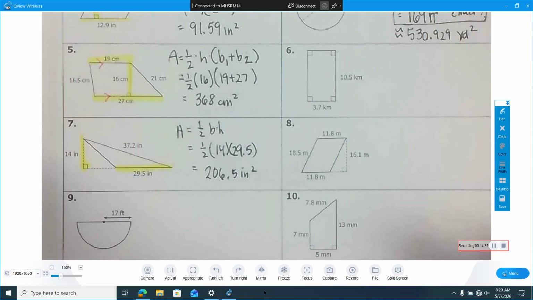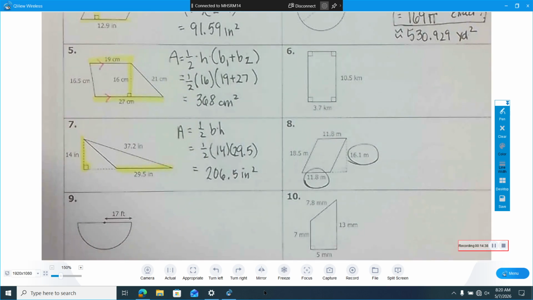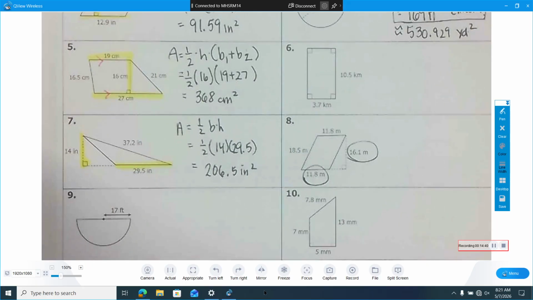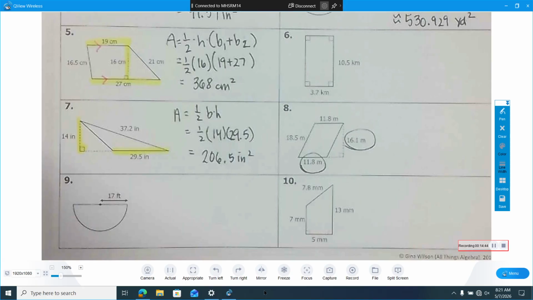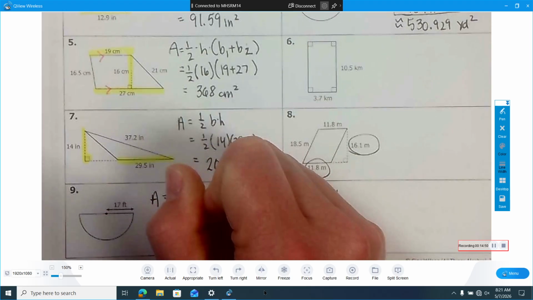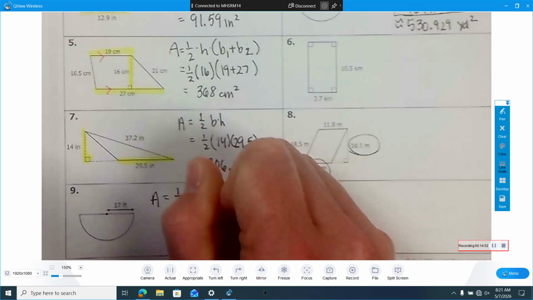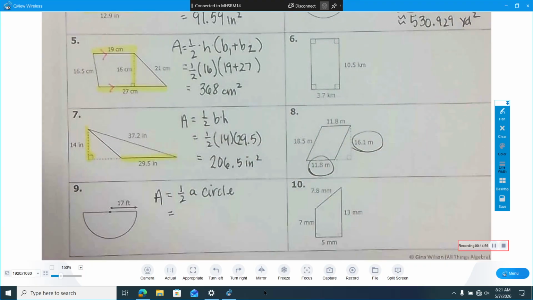Number 8, what's your base and height? Those are your base and your height there. Number 9, what shape is that? Half a circle. We want the area of half a circle, okay? It's half a circle. So, what do we suppose we need to do to figure that out?